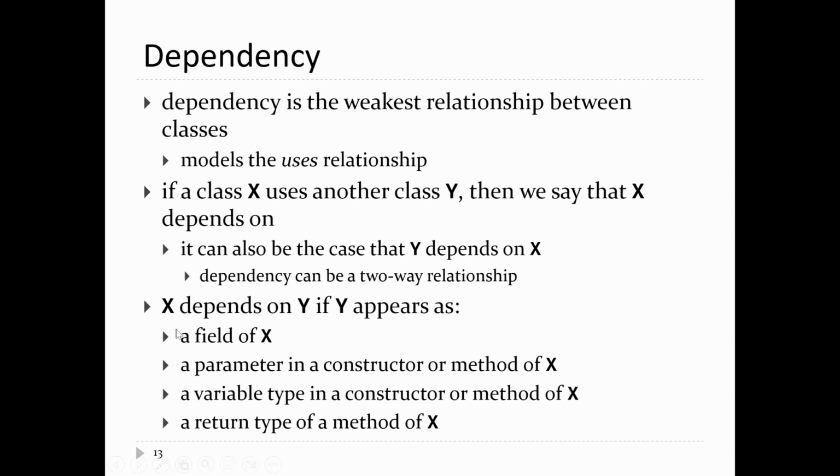So X depends on Y if you have a field Y in X. If you have a parameter in a constructor or method of X that uses Y. If one of your methods or constructors internally uses an object of type Y. And if one of your methods happens to return an object of type Y, then it must be the case that X depends on Y.